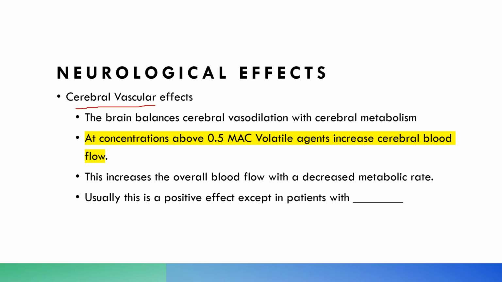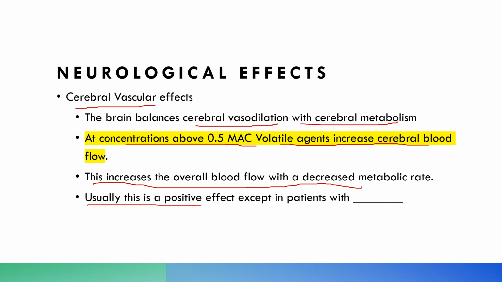So, cerebral vascular effects. The brain balances cerebral vasodilation with cerebral metabolism. At concentrations above a half MAC, volatile agents increase cerebral blood flow. Okay, this is going to increase the overall blood flow with a decreased metabolic rate. So if we increase the cerebral blood flow through vasodilation and inhibition of autoregulation, this is going to increase what? Our ICP. So this is all good and well, except for our patients that have pre-existing increased ICP. All right.